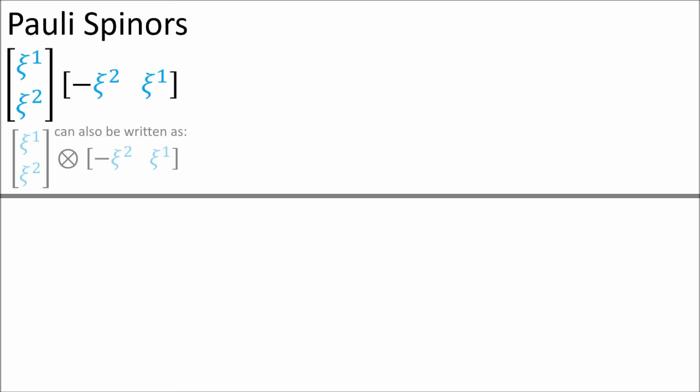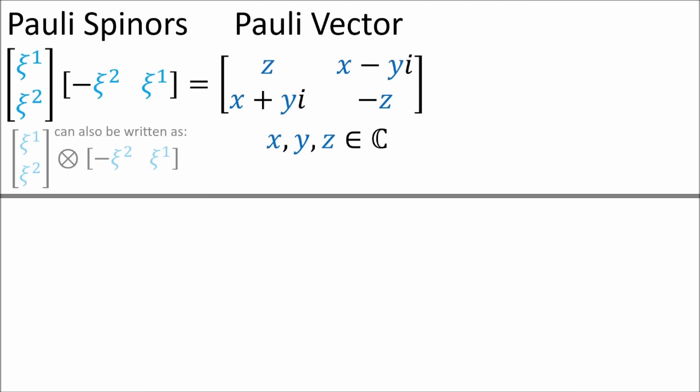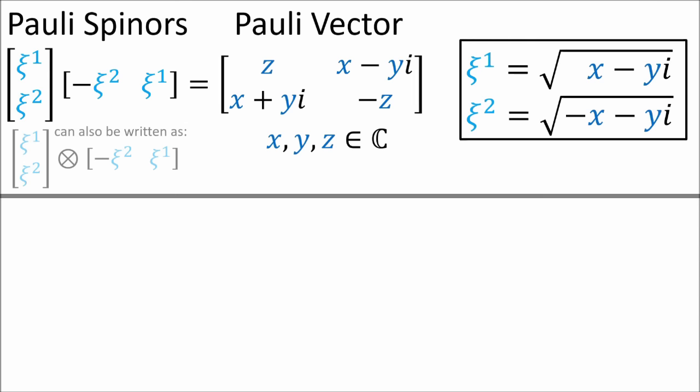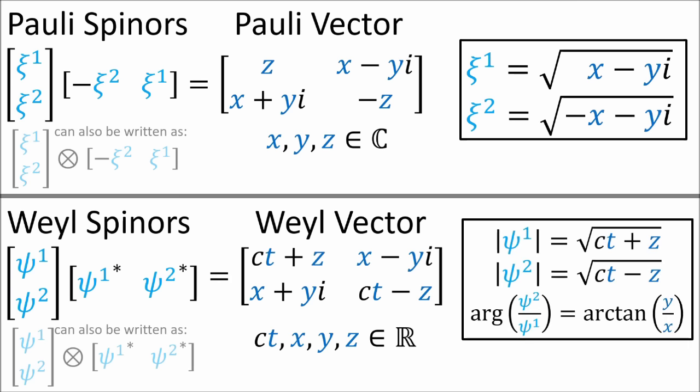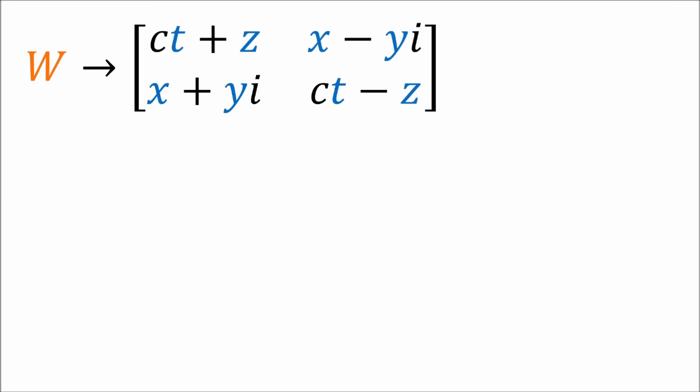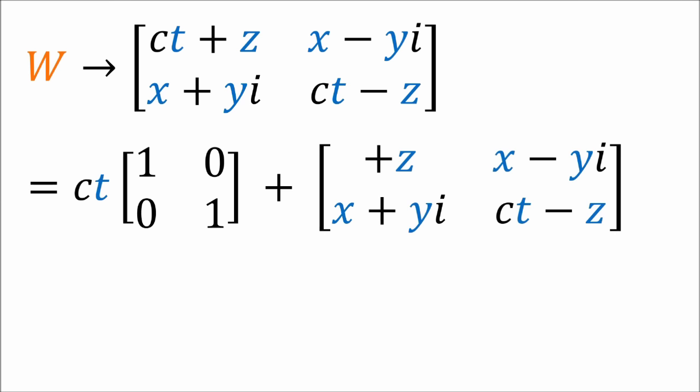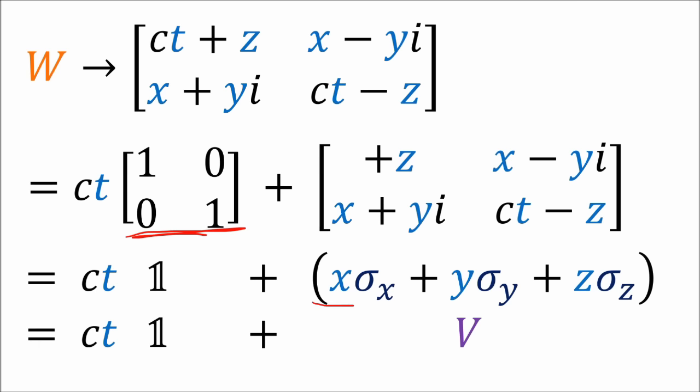The next difference between SU2 and SL2C involves the tensor product of their representations. I've shown in previous videos that the tensor product of two Pauli spinors can give us a 2x2 Pauli vector, and the tensor product of two Weyl spinors can give us a 2x2 Weyl vector. I'm going to take this Weyl vector and separate out the time component, which is just a scaled identity matrix. This is separated from the 3D spatial Pauli vector, which I'm writing as V.